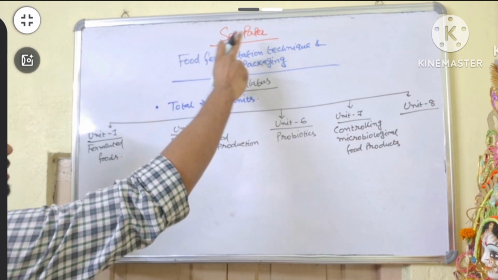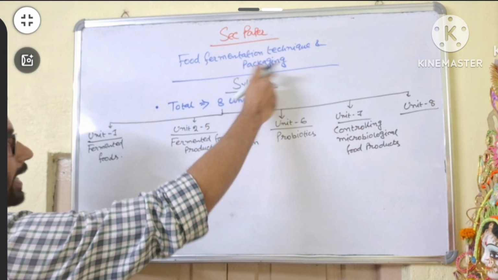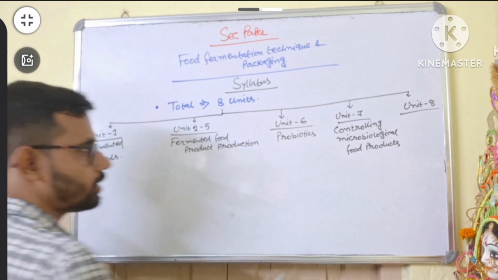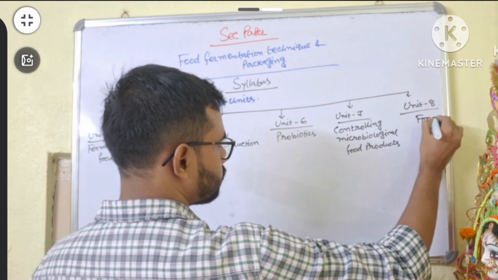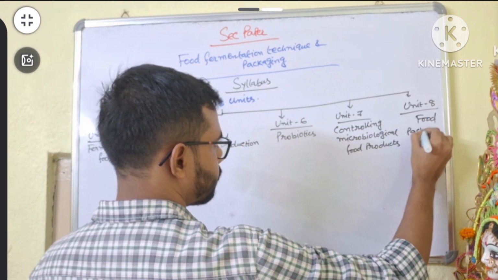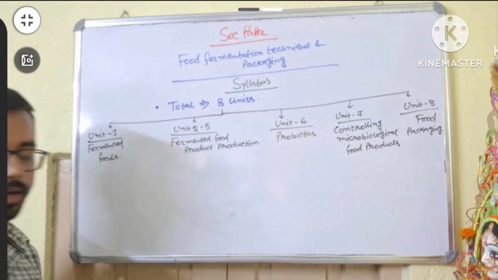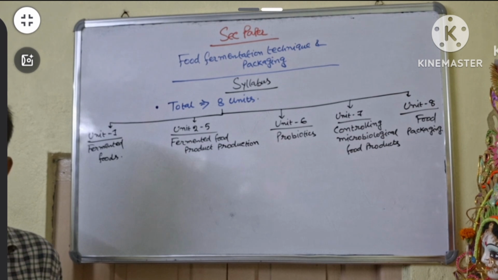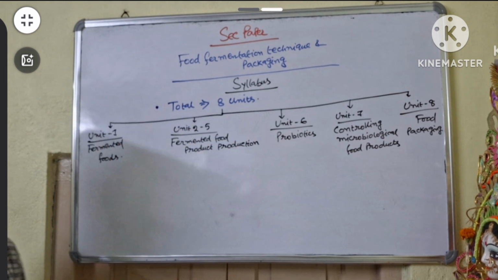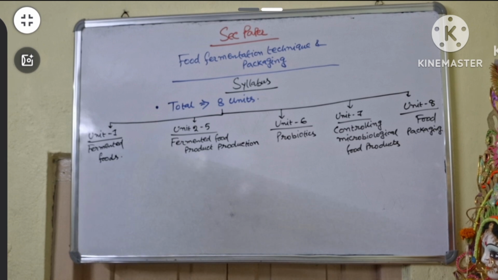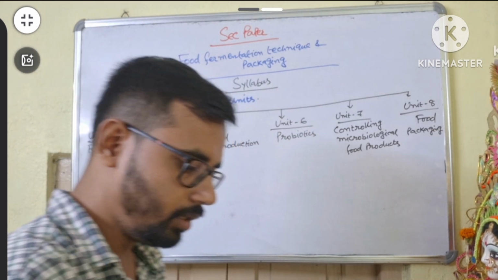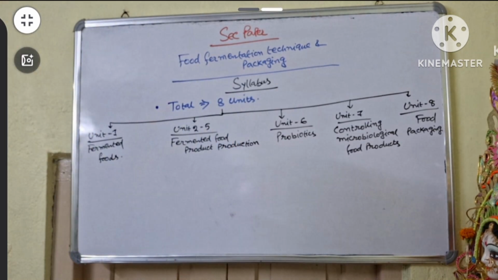The overall name of the SEC paper is Food Fermentation Technique and Packaging. Packaging is in unit 8, food packaging technique. Actually, it is a part of food microbiology, not the overall food microbiology. It's taken from food microbiology and this syllabus was created. Okay. Question paper from previous year.